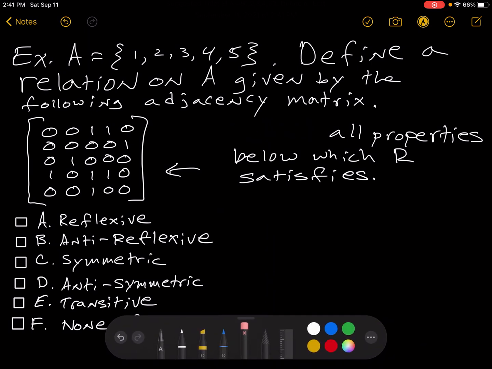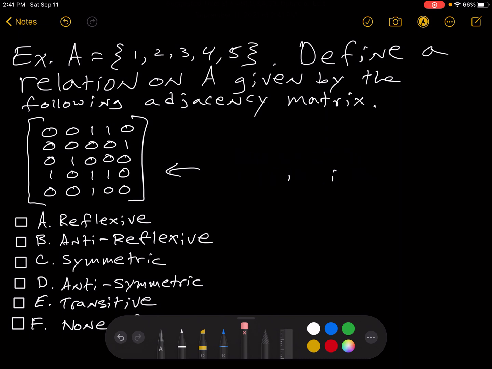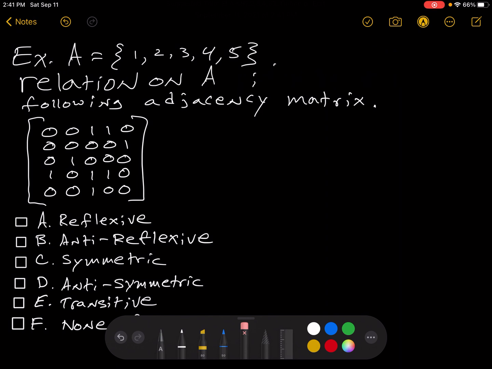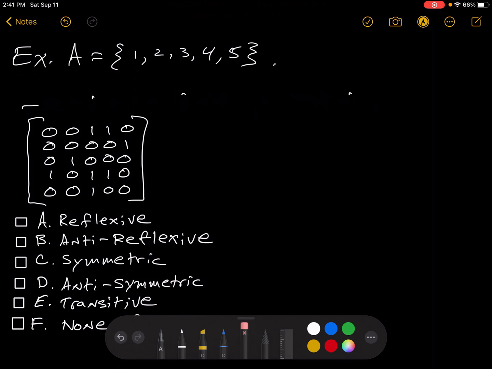All right, now the way that I personally would go about this problem is that I would first graph the relation, draw the graph of the relation, and then use the information that I gave in the previous videos to help me determine which of these properties, if any, that the relation satisfies. So that's what I'm going to do here.